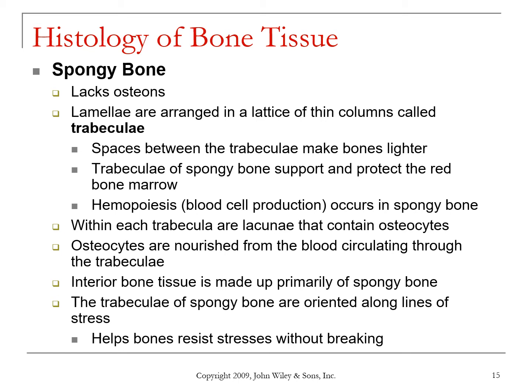So the interior bone tissue, we saw it lining the medullary cavity, as well as the epiphyses, is made up primarily of spongy bone, as well as a central layer of bone tissue in flat bones. So, while trabeculae and spongy bone are light and more fragile, the bone tissue is still laid down along the lines of stress to minimize breakage.